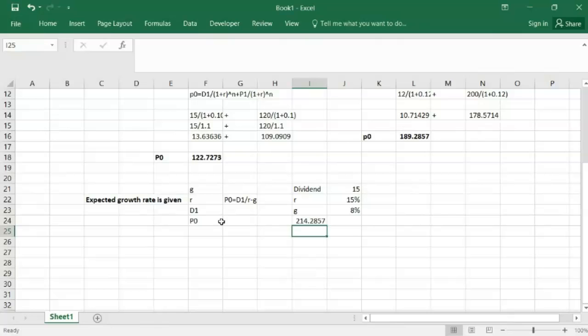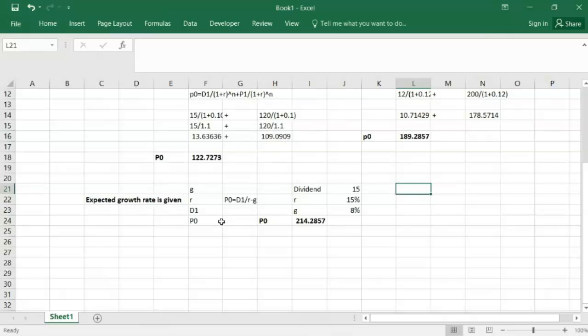So the market price at the beginning, or the intrinsic value of such securities, is calculated as 214.28 rupees. This is the price we have calculated based on the expected growth rate. Similar to this, the next set of problem I have given on the same one.